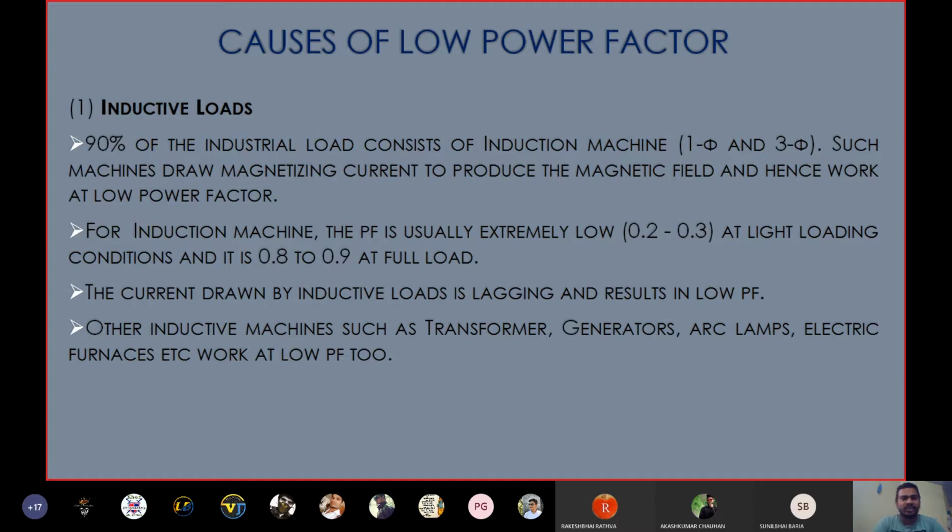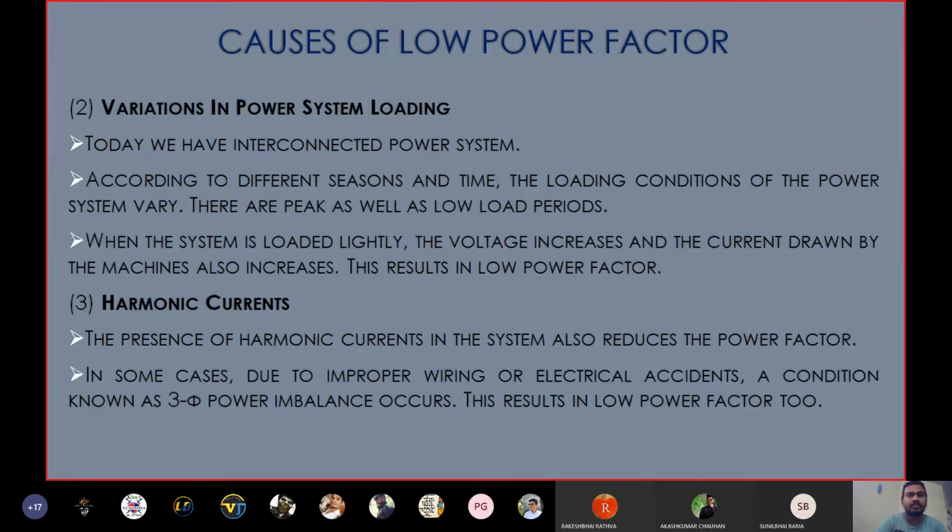We already discussed it. Otherwise, inductive machines such as transformers, generators, arc lamps, electric furnaces, etc. also work at low power factor. Because 90% of industrial load is of inductive type, this is the main cause of low power factor. Inductive machines operate at low power factor, that's why it is the main cause.